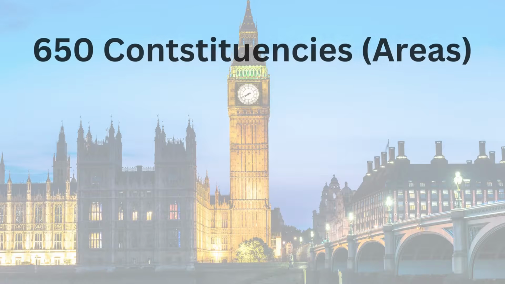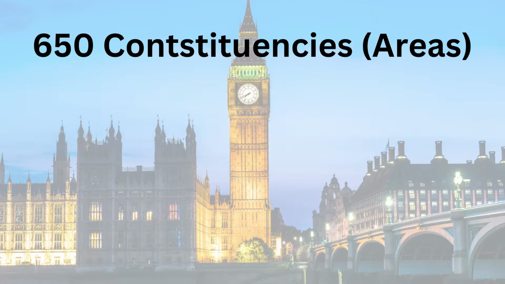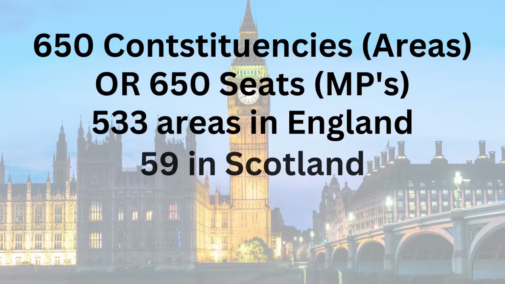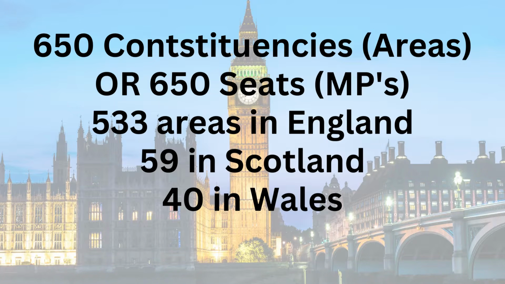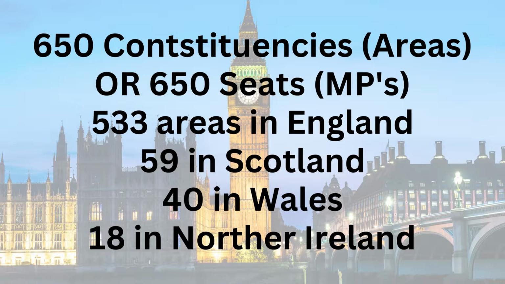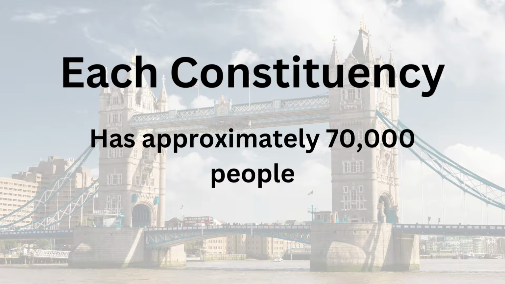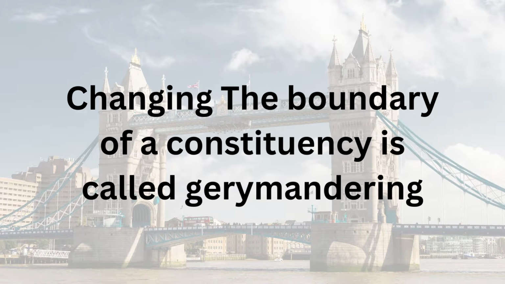So, in the UK, there are 650 constituencies, which each get a seat, or an MP in the House of Commons. There are 533 constituencies in England, 59 in Scotland, 40 in Wales, and 18 in Northern Ireland. The size of a constituency represented by an MP in the United Kingdom typically has a population of around 70,000 people. The boundaries of constituencies are tweaked every few years to reflect changes in population. This process is called gerrymandering, and it can be used to give an advantage to one political party or another.